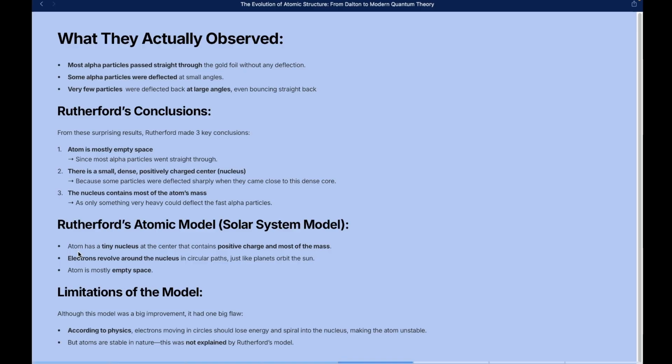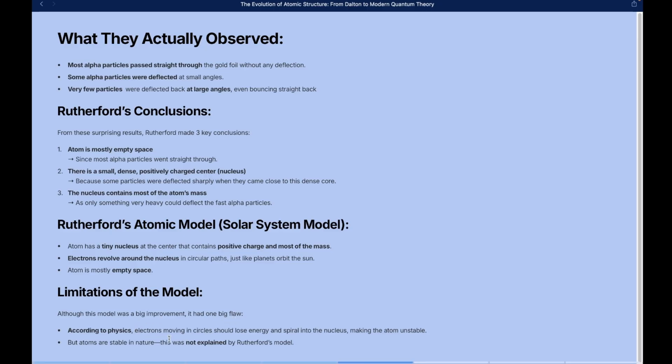According to this model, the atom has a tiny nucleus at the center that contains positive charge and most of the mass. And electrons revolve around the nucleus in circular paths, just like planets orbit the sun. The atom is mostly empty space. Although this model was a big improvement, it had one big flaw.